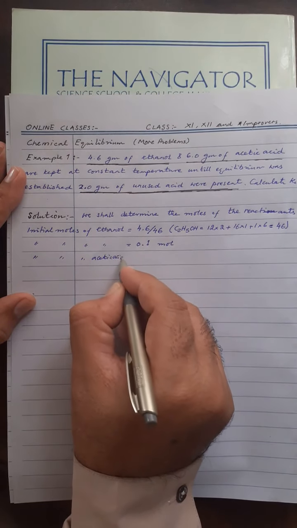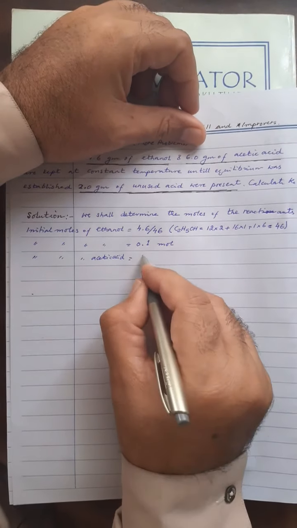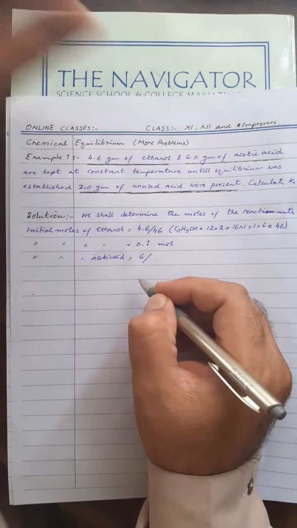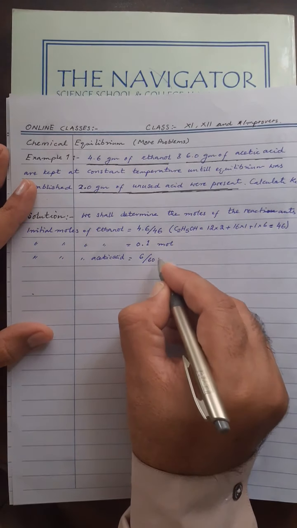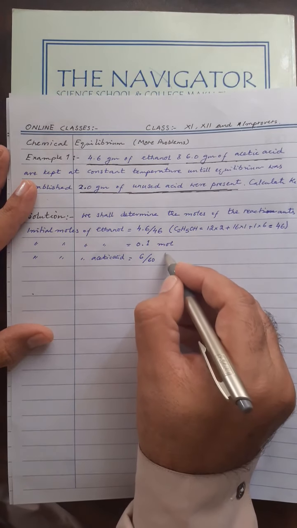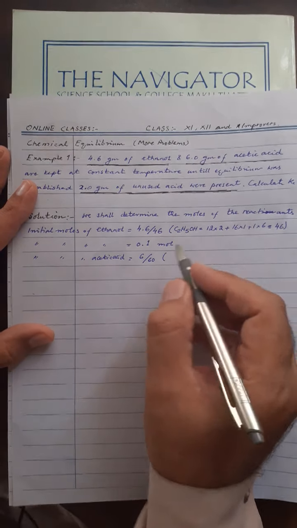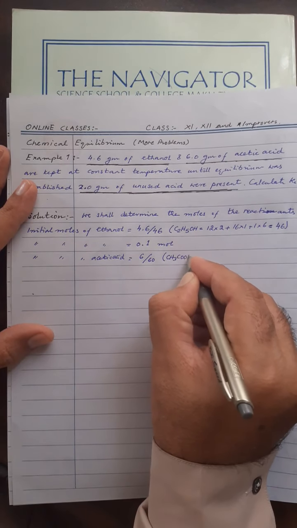For this, you must look for the given mass of acetic acid, 6 gram. Now we divide it by 60. Now you might be thinking that the way we found the molecular weight of ethyl alcohol, you can also find the molecular weight of the acetic acid.